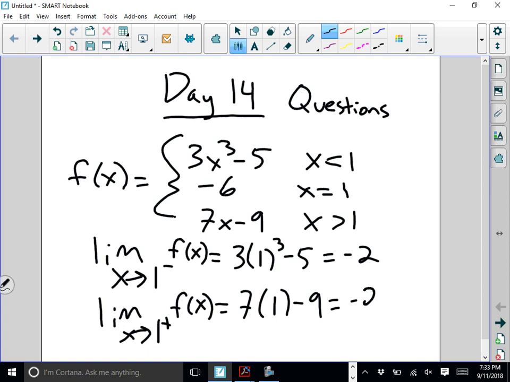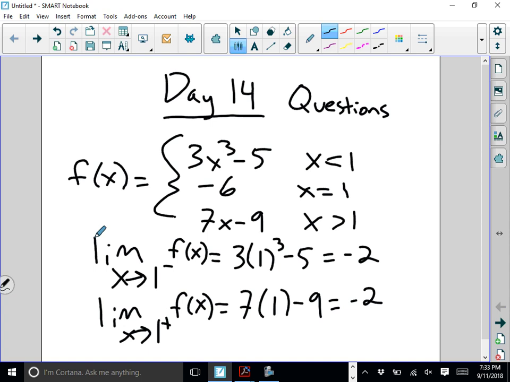So again, don't just plug into both and get negative 2 and just write that. You need to show me the notation. Limit as x goes to 1 minus of f of x equals negative 2. I need to know that you're plugging into the correct one. Limit as x goes to 1 plus of f of x. We plug into where x is greater than 1. And we also get negative 2.